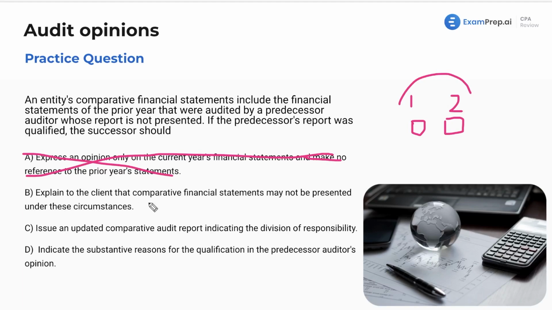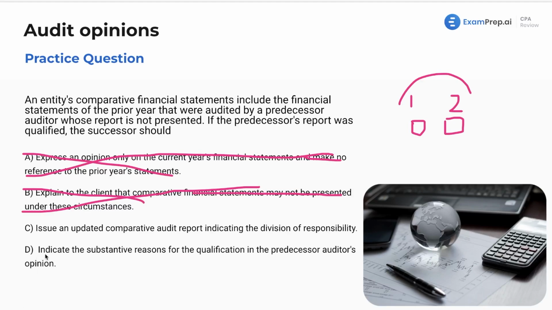But the way they word this, that comparative statements may not be presented under the circumstances, no, there's something you can do. This is a cop-out. This is the auditor being lazy and saying, hey, we're not going to let you do this. But no, there is a little bit of work we can do that would allow us in this circumstance to issue that comparative report. What about issue an updated comparative audit report indicating the division of responsibility? Okay, that sounds like it could be a valid answer, right? Looking at that without thinking about it too much, that sounds like it could be valid.